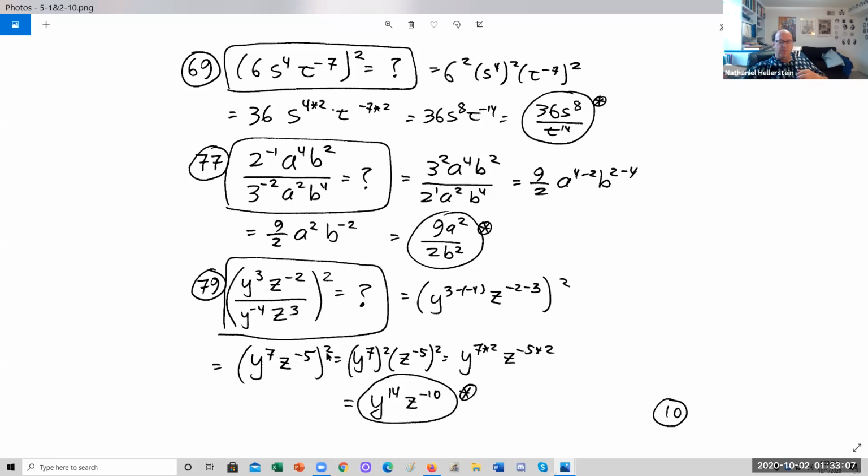All squared. We distribute the second power over each factor. y to the 7th squared. z to the negative 5th squared. We multiply the powers. 7 times 2 is 14. Negative 5 times 2 is negative 10. y to the 14th, z to the negative 10. Although I suppose I could put one more step. y to the 14th divided by z to the plus 10.